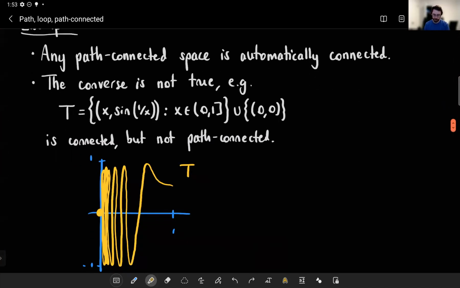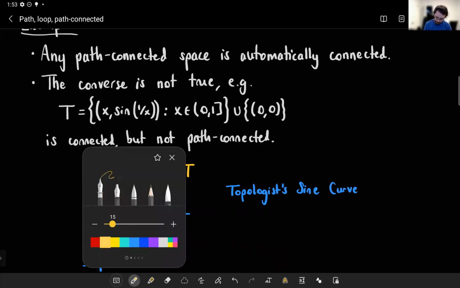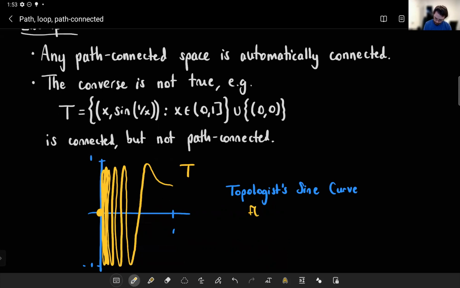The quintessential example here is the space T, which stands for topologist's sine curve. It's the curve you get from the function sine of 1 over x. And sometimes people define it on different subsets. Usually you think of it as a subset of the plane. Here I'm just looking at this chunk of the plane from 0 to 1.